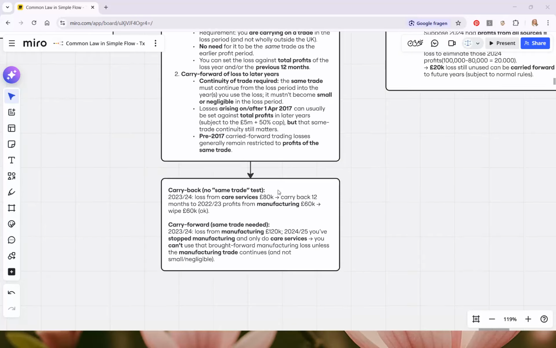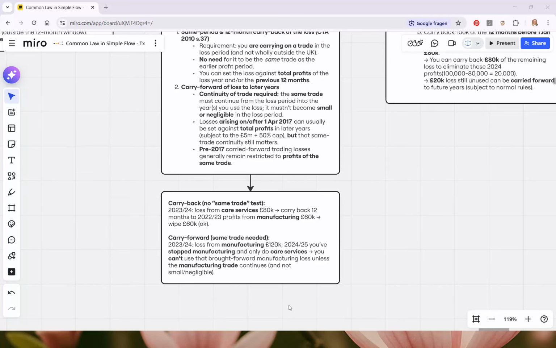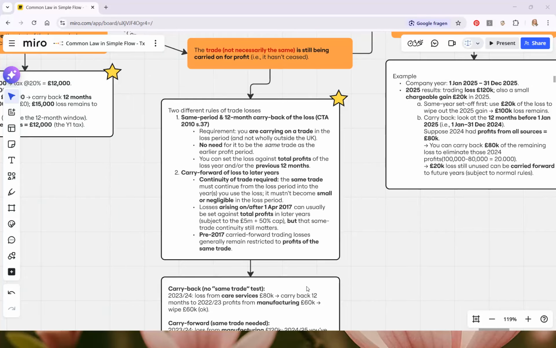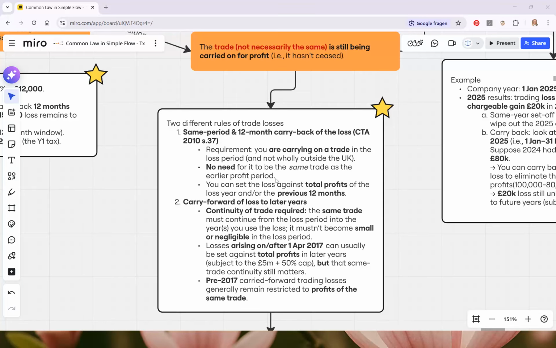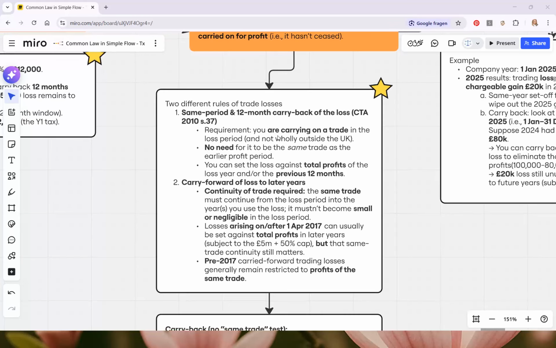So here, what two differences have we talked about? We have two different rules. The first one: the same year and the 12-month carryback of the loss. This has easy rules. So when does it apply?